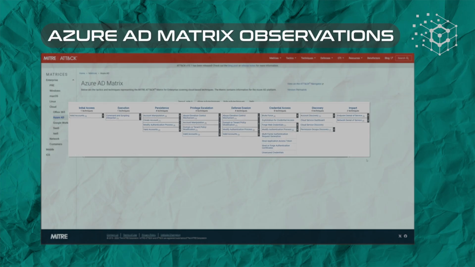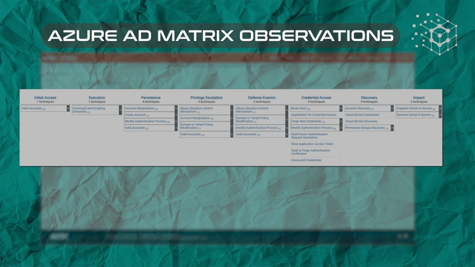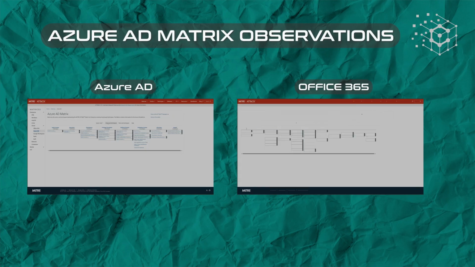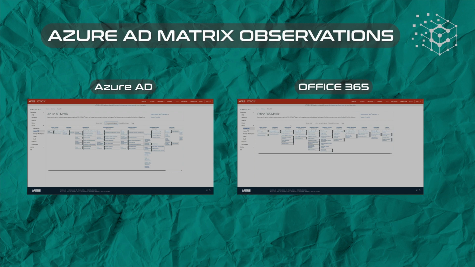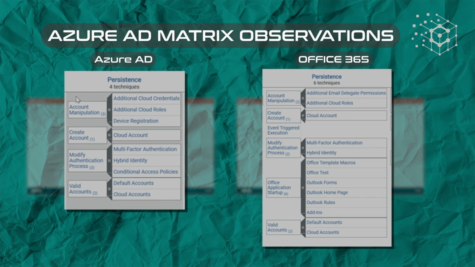Similar to Office 365, it is a rather small matrix compared to the generic cloud one and others. From looking at the matrix, you see some similar techniques, such as valid accounts and account manipulation. One interesting note is that while there are similar techniques, there are different sub-techniques listed. For example, account manipulation on Office 365 has 2 sub-techniques, whereas account manipulation has 3 sub-techniques on the Azure AD matrix.